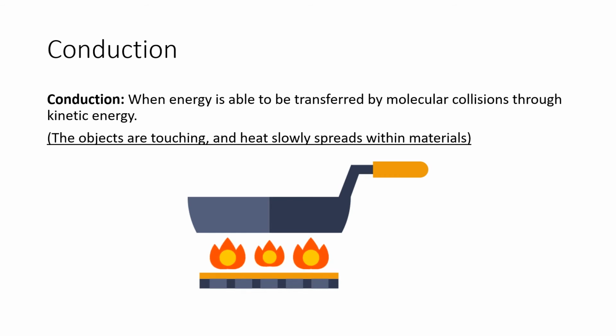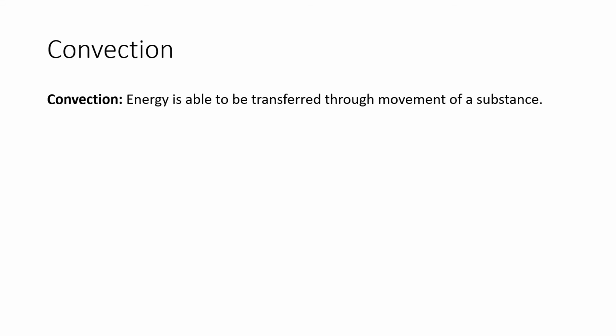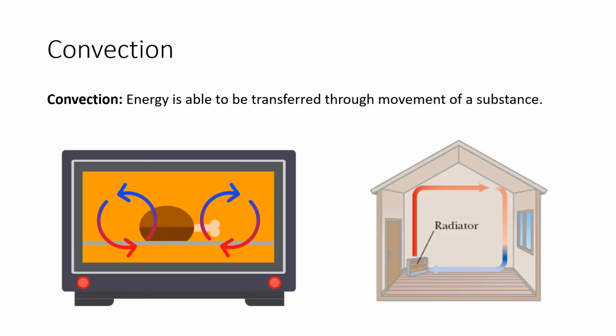Okay. Next, we have convection. Here we go. Convection is when there is movement that creates this sort of flow, and that makes heat move from one thing to another.